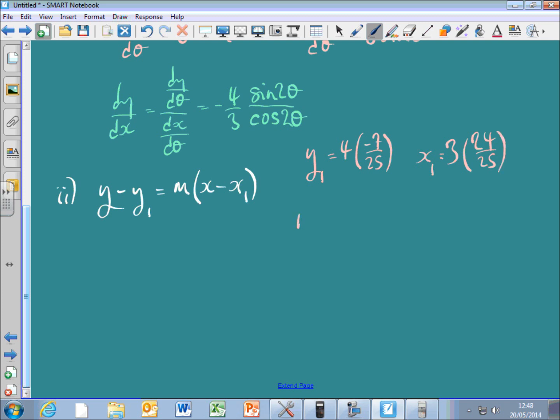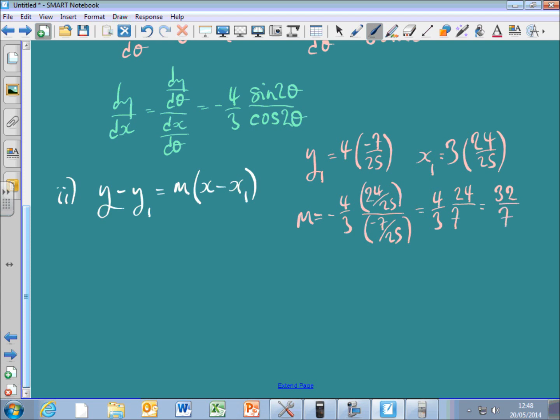And the gradient is just dy/dx at that value. So this is minus 4 over 3, and I sub sine 2 theta in, which is 24 over 25, and I divide by cos 2 theta, which was minus 7 over 25. The 25s are going to cancel, and the negatives are going to cancel, so I'll get 4/3 times 24 over just 7. The 3 is going to cancel with the 24, so this is going to be 4 times 8, which is 32 over 7.